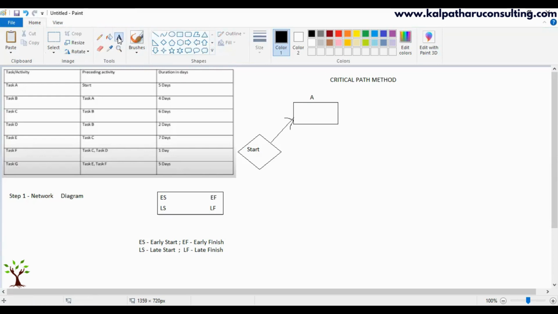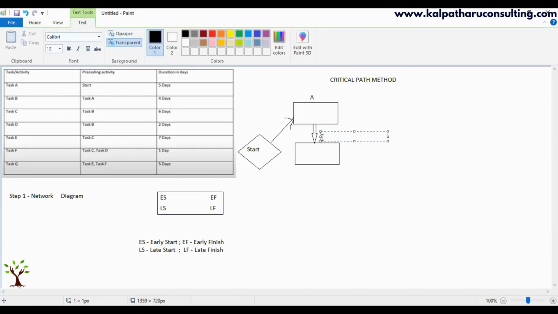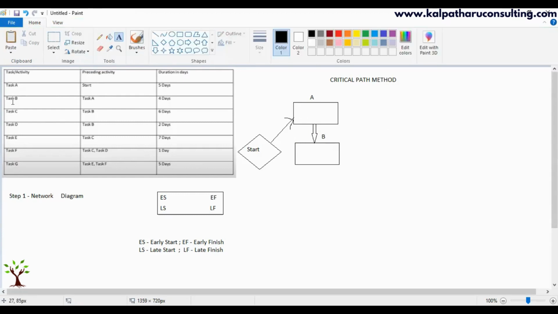And then what is the next activity? Task B. Task B comes after A. This is the preceding activity. Task A is here, so task B. And what is the next step? Task C. C comes after B. So B is here, so let us place task C here. And then task D. D comes after B. So B is here. Let us place D here.